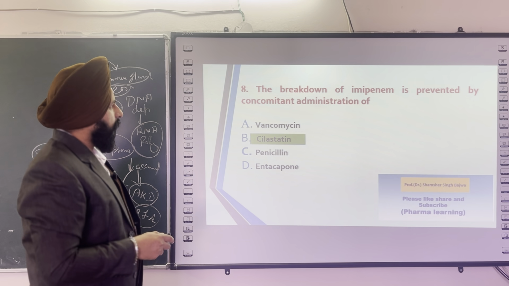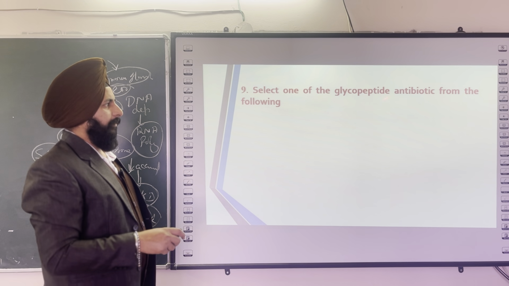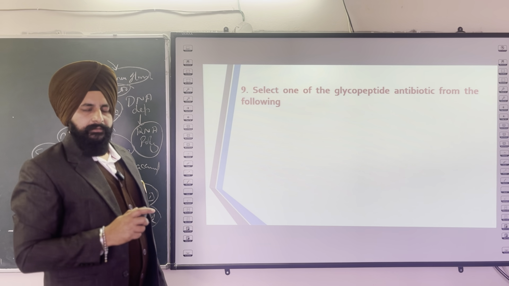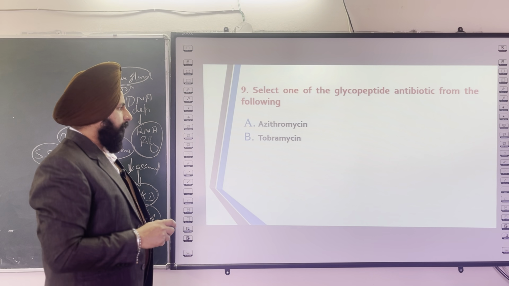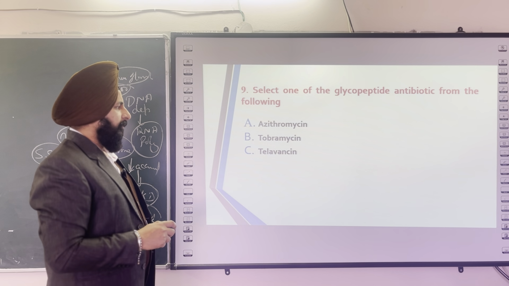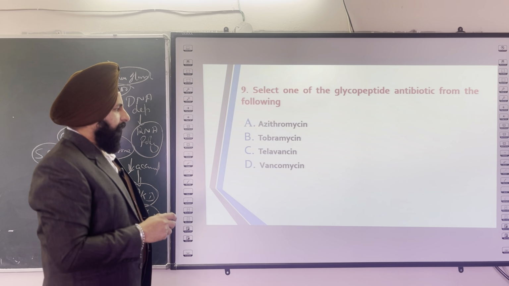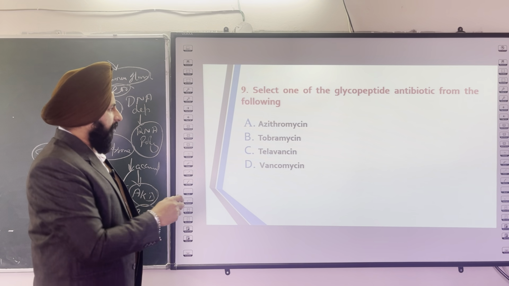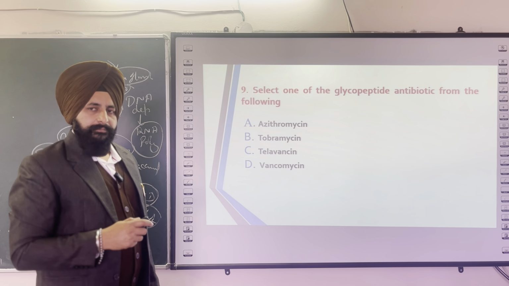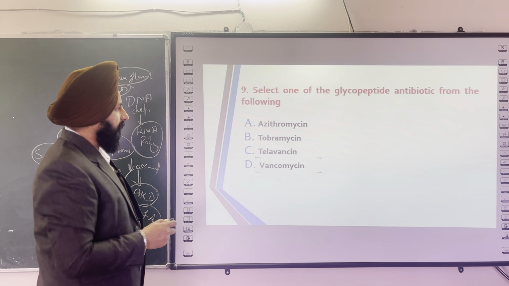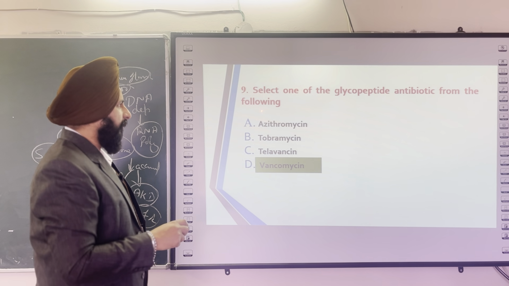The next question for this series is, select one of the glycopeptide antibiotics from the following. The options are azithromycin, tobramycin, telavancin, and vancomycin. The correct option for this question you can choose very fast, or you can comment in the box. The correct option is vancomycin. Vancomycin is a glycopeptide antibiotic.